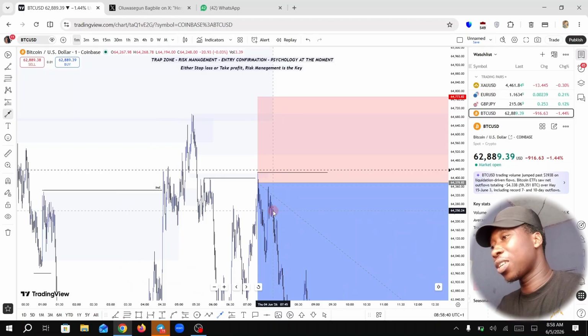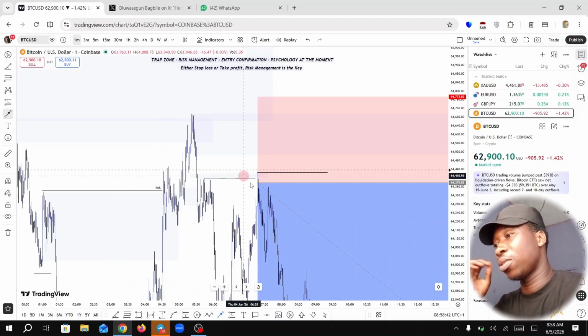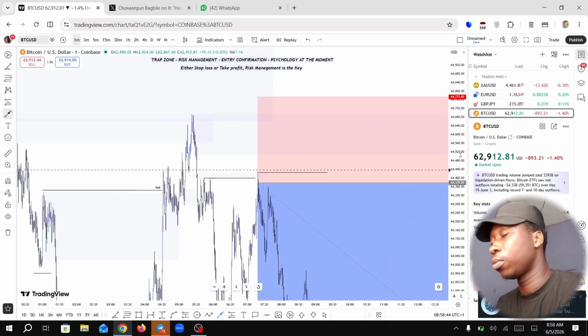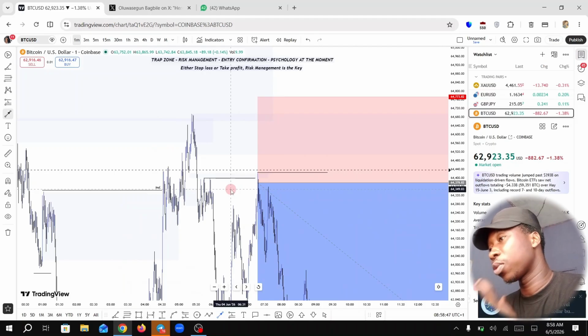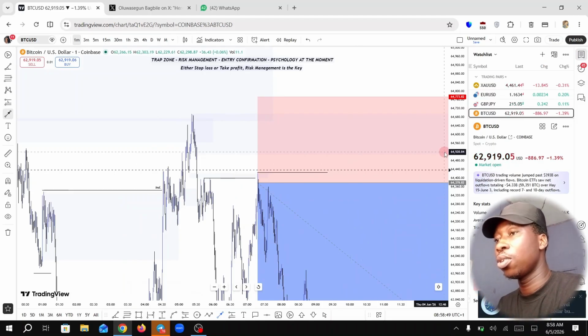There are different ways to create a double weak structure, by the way, but this is the most popular one. There are also different ways to set your SL.